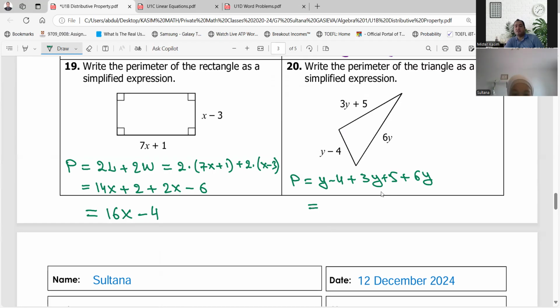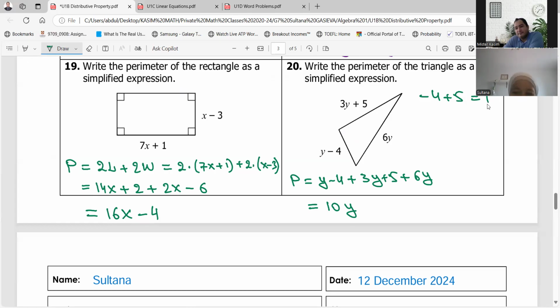Can you simplify this? First, the y terms. What is y plus 3y plus 6y? Y plus 3y is 4y, right? And 4y plus 6y is 10y. And what is negative 4 plus 5? Just 1.